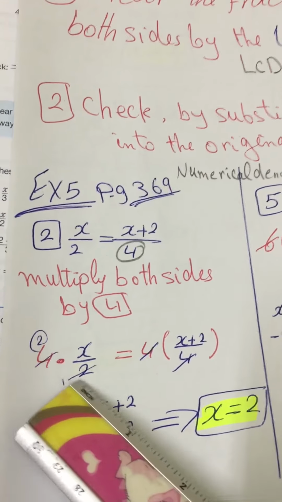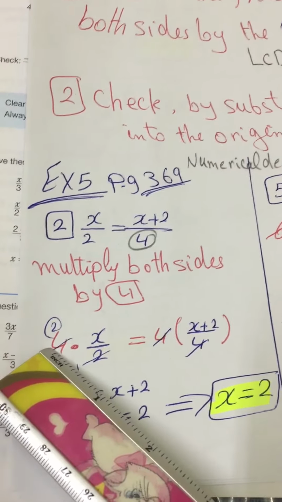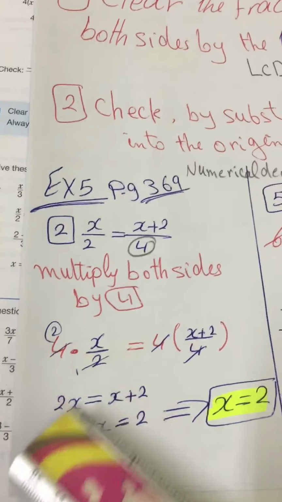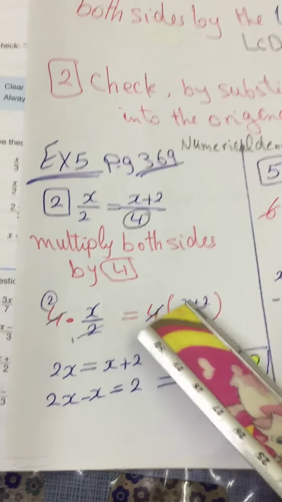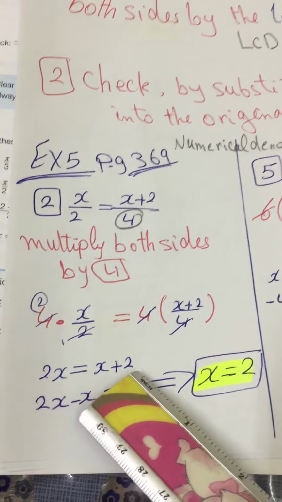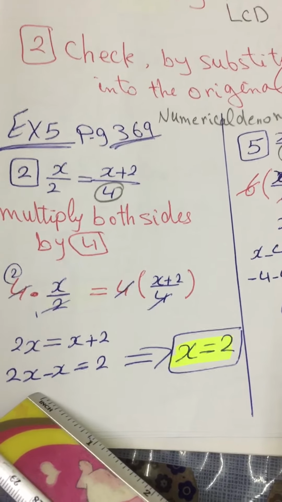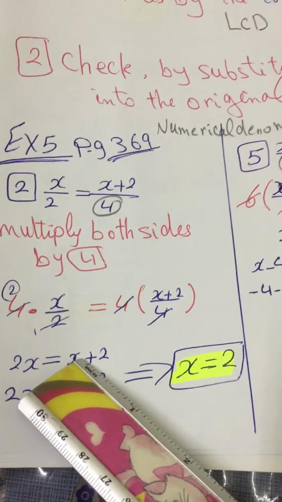Now, 4 divided by 2 equals 2, and here 4 divided by 4 equals 1. From this side, what's left? 2 multiplied by x, and down just 1. So it will be 2x. And here, we have 1 multiplied by x plus 2, so it will be x plus 2. Then solve this equation. Take x to one side and the number to the other side. 2x minus x, because I'll transfer it from right to left. So 2x minus x equals 2. That's to say, x equals 2.